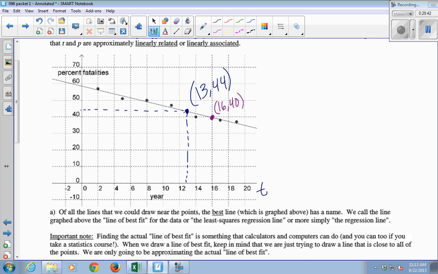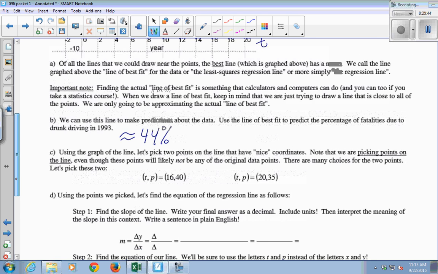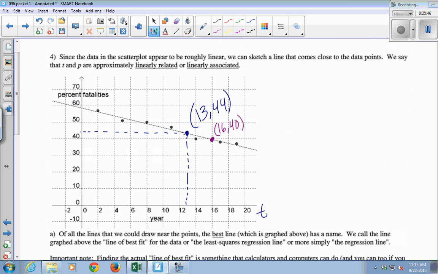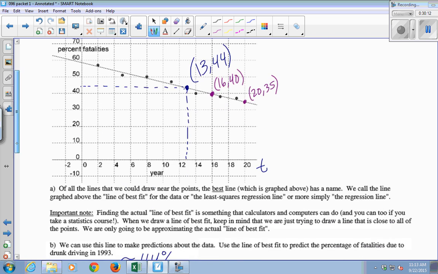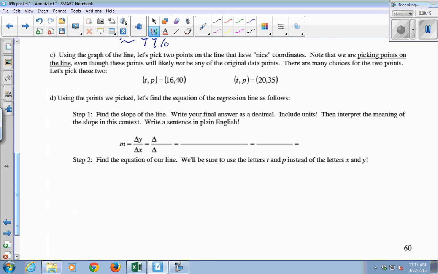It looks like a best fit line. And then also (20, 35). (20, 35) looks like it's on my line. So you want to pick points that are on your line. They don't have to be your original data points. If one of your original data points does happen to fall right on your line, then you can use it. Otherwise, pick points on the line itself. Okay, so I've picked two points, (16, 40) and (20, 35). Those are two points on my line of best fit.